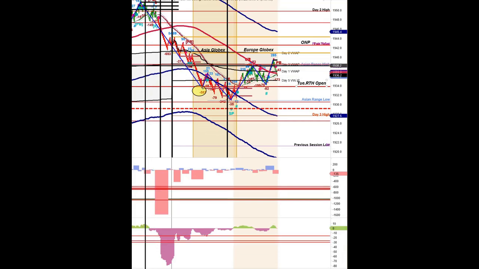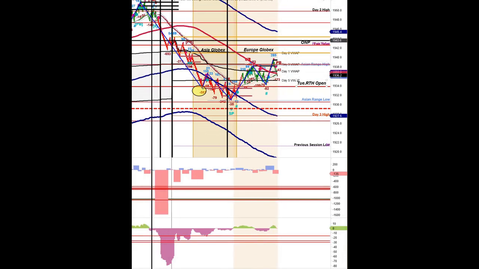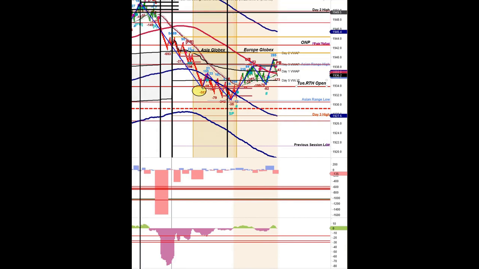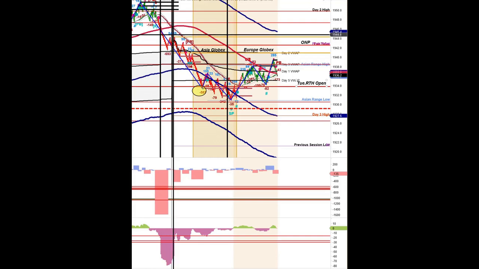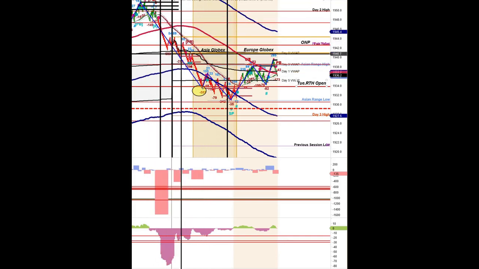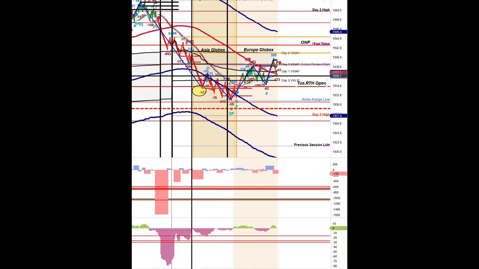Okay, the Renko, this is where it's at. So you can see here how we closed on Valentine's Day, and we just had a straight down in the Asia Globex. So follow this. We could break the red and we go all the way down to the Keltner.